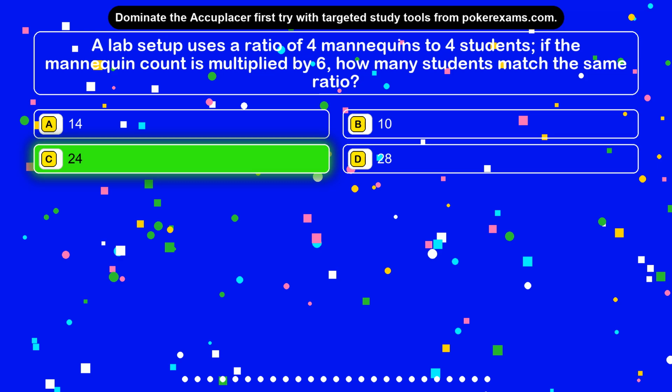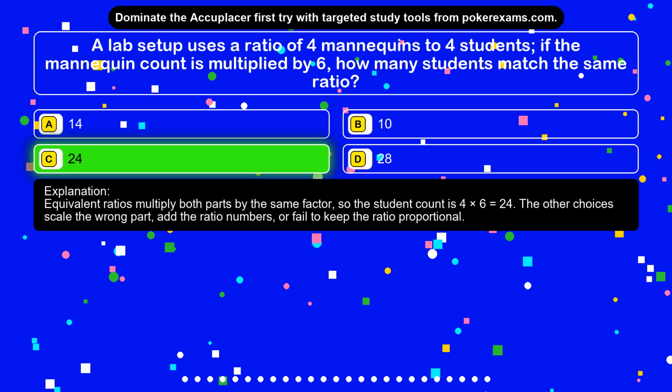The correct answer is option C, 24. Equivalent ratios multiply both parts by the same factor, so the student count is 4 times 6 equals 24. The other choices scale the wrong part, add the ratio numbers, or fail to keep the ratio proportional.